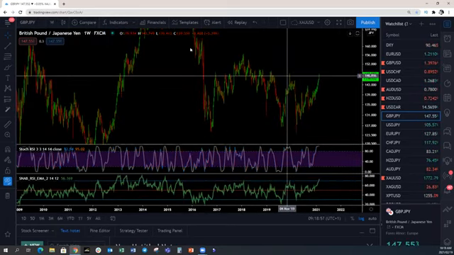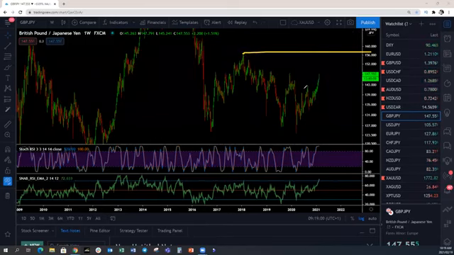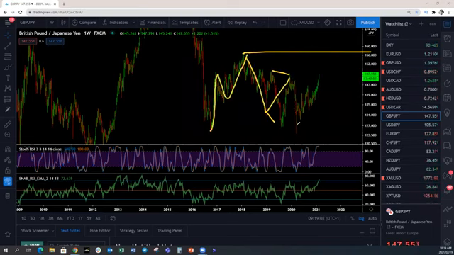This level, eventually, around 156. Looking at this structure, you can see the structure is similar to what you have on pound US dollar. This is a 1, 2, 3 waves up, 1, 2, 3 waves down. Now we're looking at this as a 1, 2, 3 waves to the upside as well. So continuation to the upside on pound yen. So pound pairs looking strong, right?